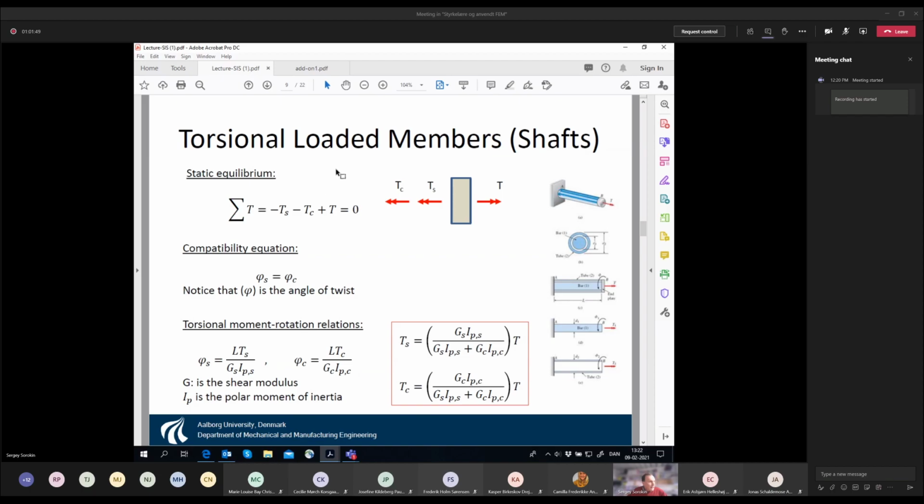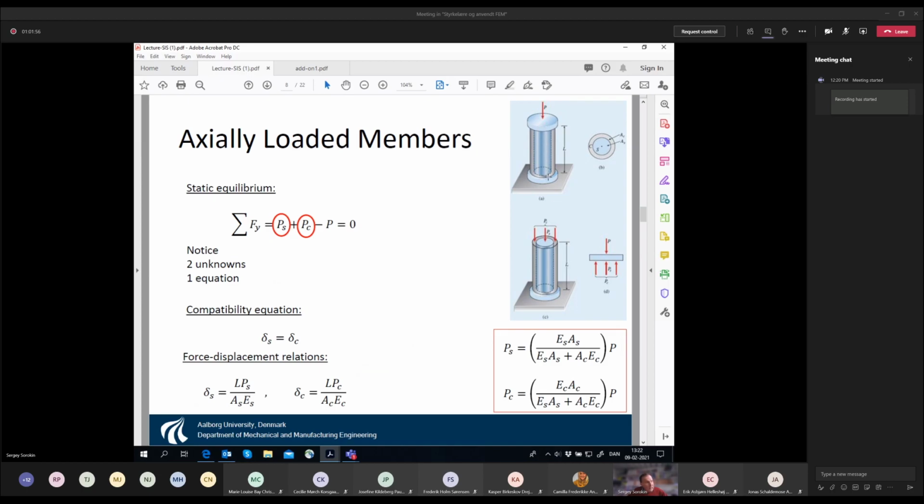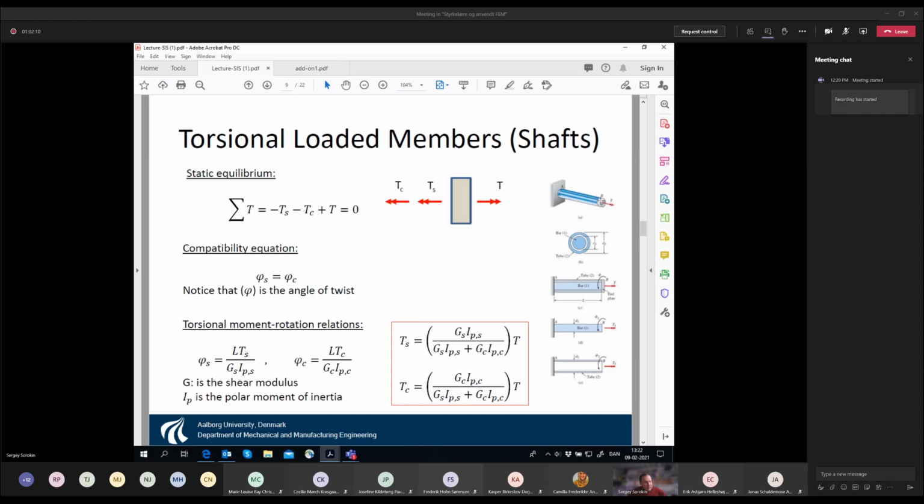Well, so here then we consider this example. We just say that we have the same setup as here. So we have this steel cylinder inside, and this copper tube outside. And then we put the lid on top of this. And instead of applying the force, we apply the moment.